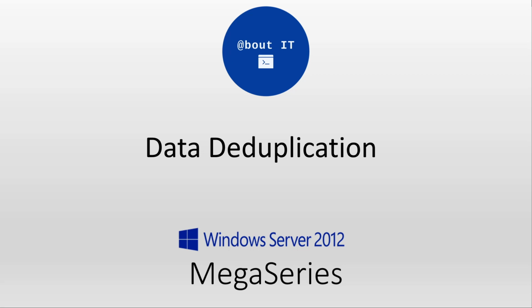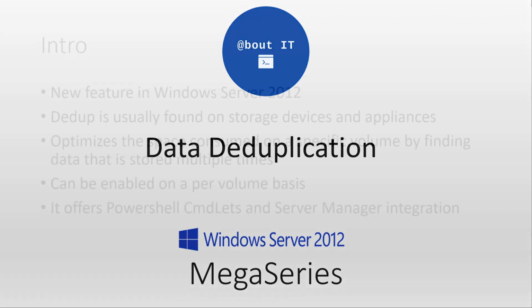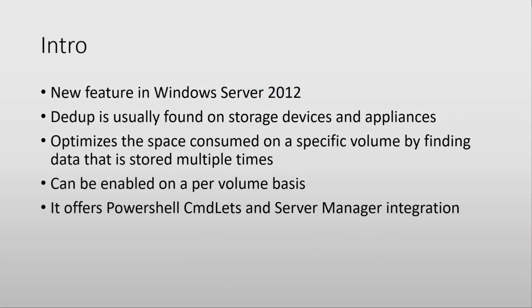So, the topic of today's video is data deduplication in Windows Server 2012. Let's get some simple things out of the way. Deduplication first appeared in Windows Server with Windows Server 2012, so it was a brand new feature. Before this, you would usually see deduplication mostly on storage appliances, storage area networks, different storage systems basically. But Microsoft changed all that by including this feature in a normal server operating system.